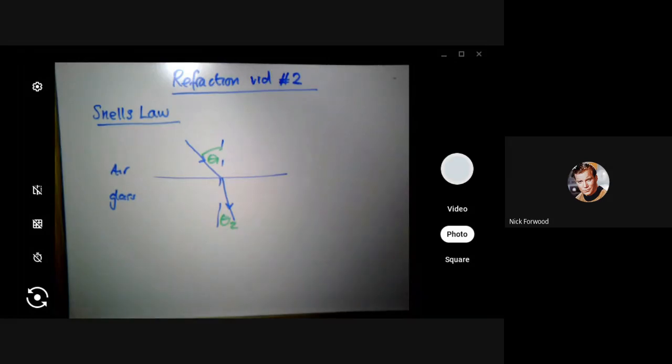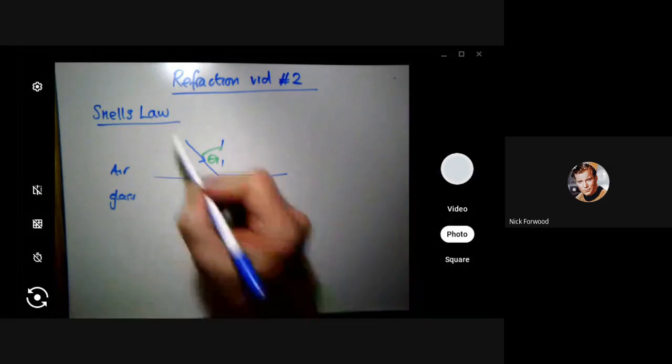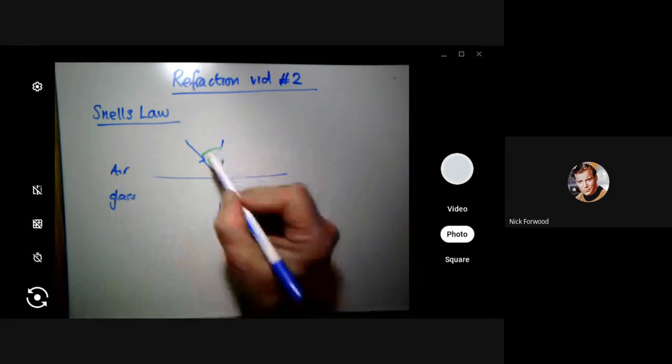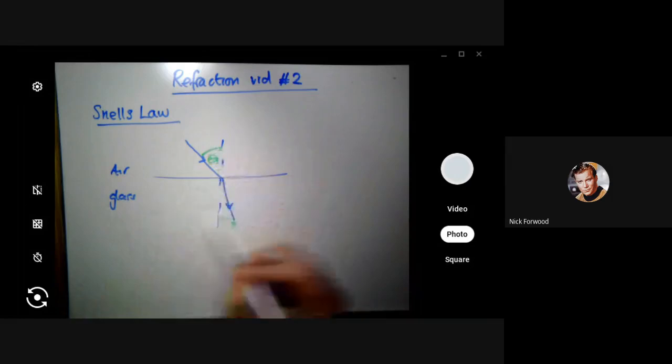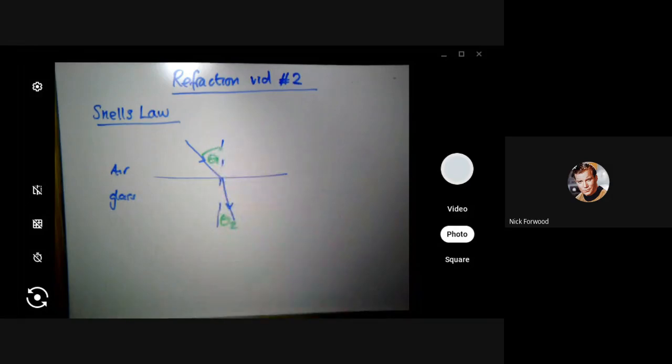What Snell did was he had a block of glass and he had a beam of light, and he shone this into the glass, and he measured these angles. He was trying to find a relationship between the two angles, and he plotted a graph. I'm just going to have a quick look at what the graph looks like, because I want to get this right.